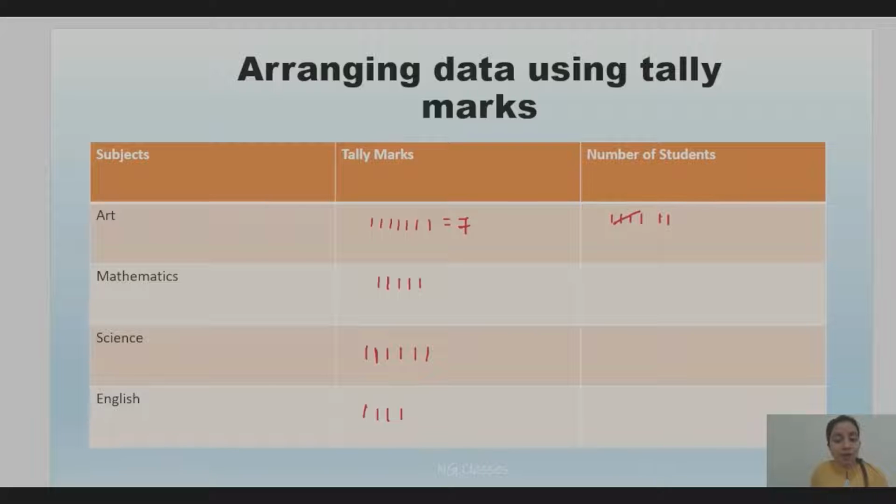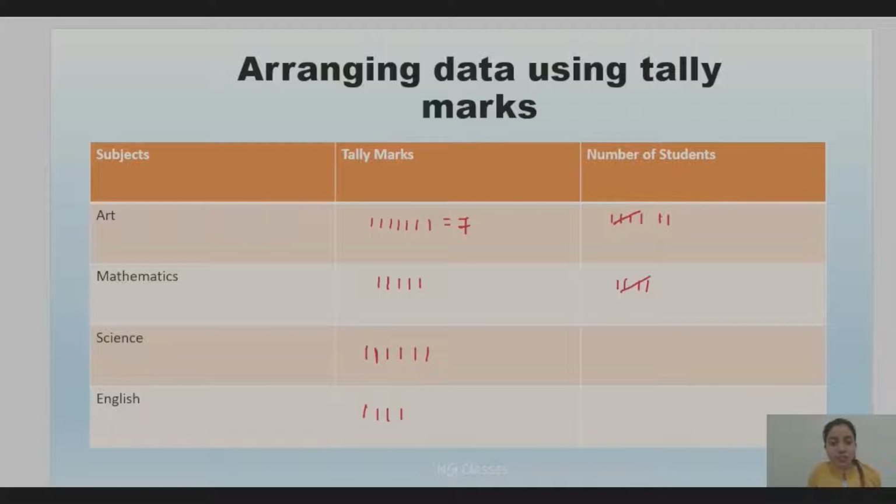Similarly, here for mathematics, how many students are there? 1, 2, 3, 4, 5. 5 students are there. Now we know how to represent 5 according to tally marks. So 1, 2, 3, 4. For every fifth number, a diagonal stroke. This means 5. Got it?